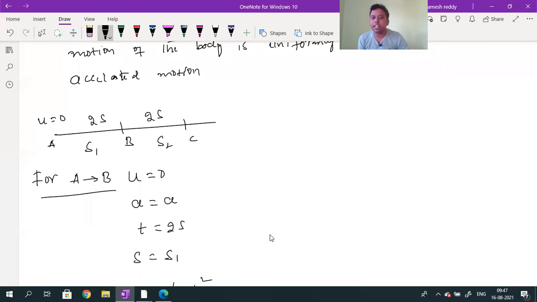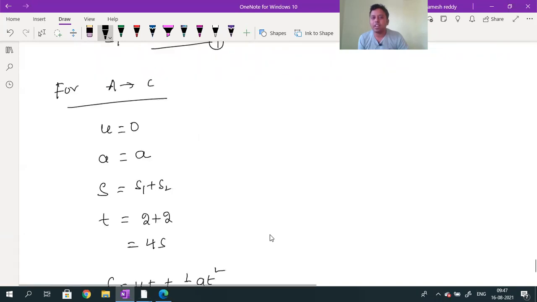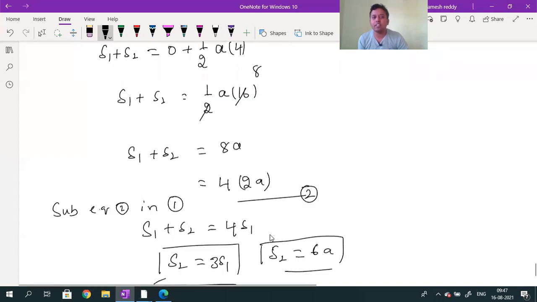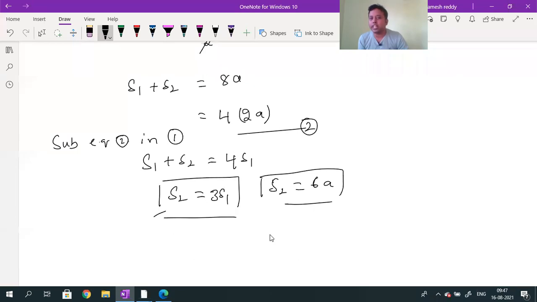Now, you are asking why it is equal to 3 into S1. Once you check, S1 plus S2 is equal to 4 into S1. If I send S1 to this side, what will I get? S2 will be equal to 3S1. If they ask for the relation between S1 and S2, then S2 is equal to 3S1. Okay, is this question understood?